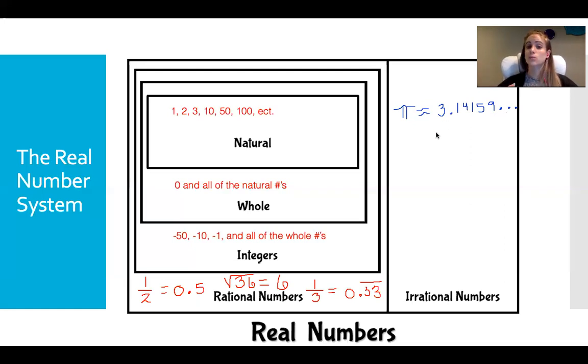So that's what my ellipses, my 3 dots here, mean: it keeps going forever. Now, as a radical, a lot of our radicals are going to be irrational numbers because we don't have very many perfect squares. So if it's the square root or even the cube root of something that is not a perfect square or not a perfect cube, it's going to be irrational. The square root of 2.